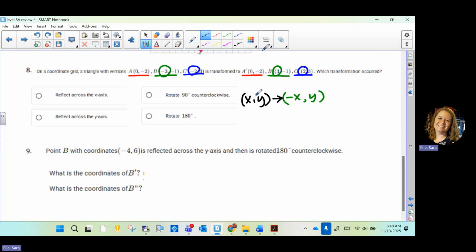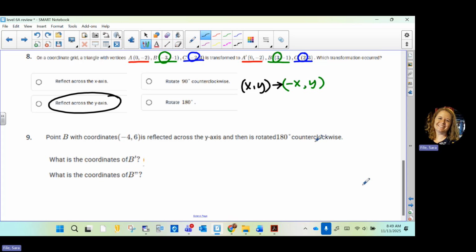When they keep their order and only one of them changes sign, it's a reflection. And you need to remember, if y stays the same, you're reflecting over the y. If x stays the same, you're reflecting over the x. So since y stayed the same, I'm reflecting across the y. Okay, and that's on the formula chart. So once you figure out the rule, just see what it says on the formula chart.